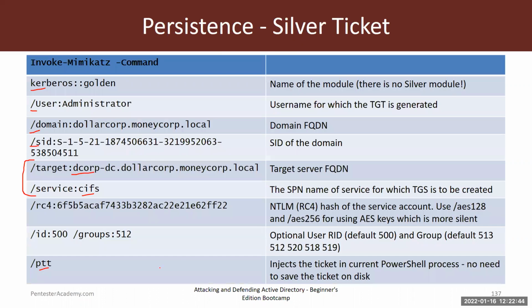So this RC4 is of the machine account, which in this case is dcorp-dc. So this would be for the dcorp-dc$ account.